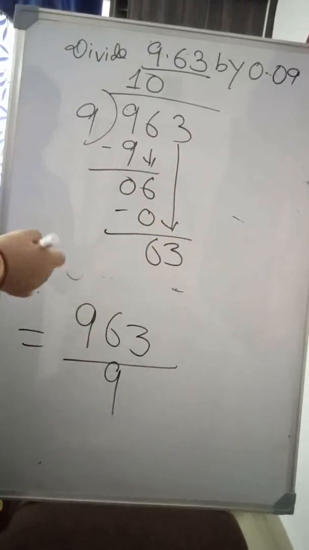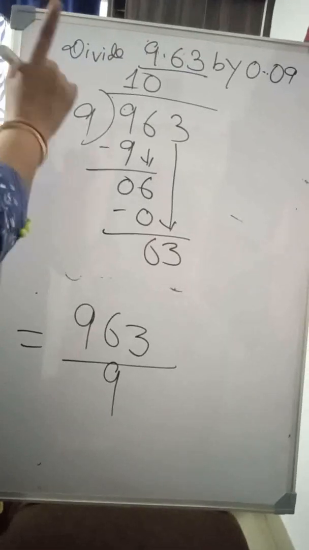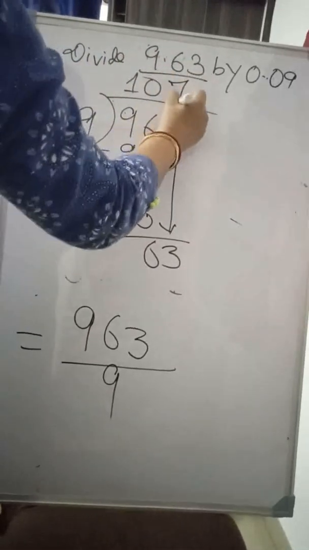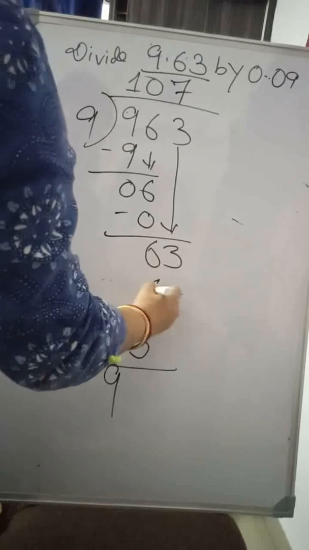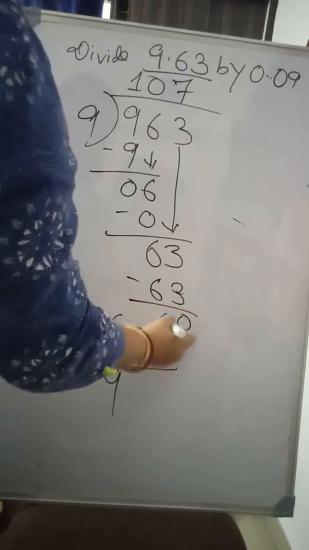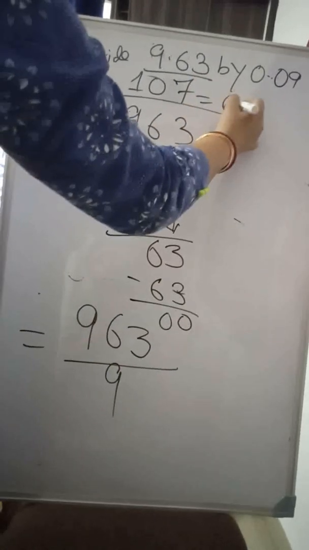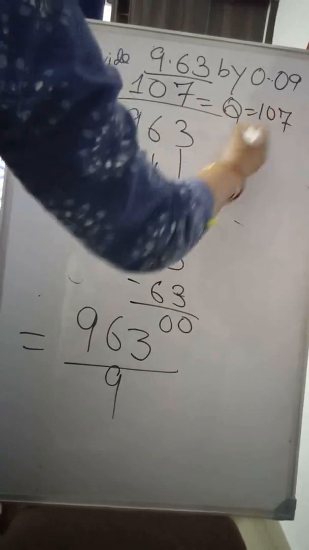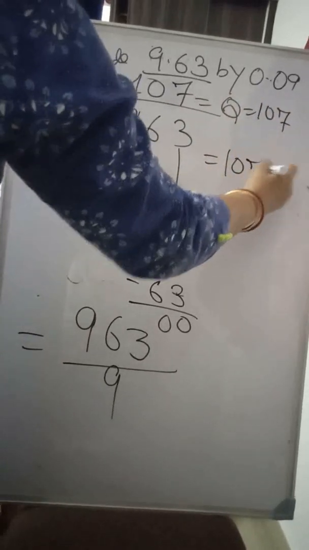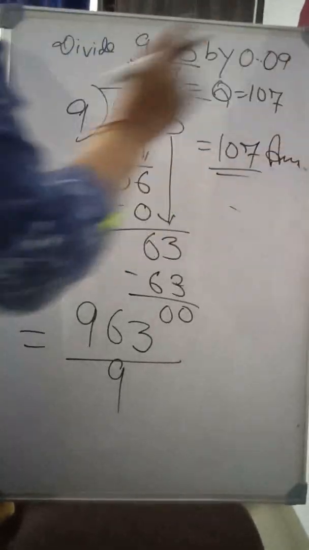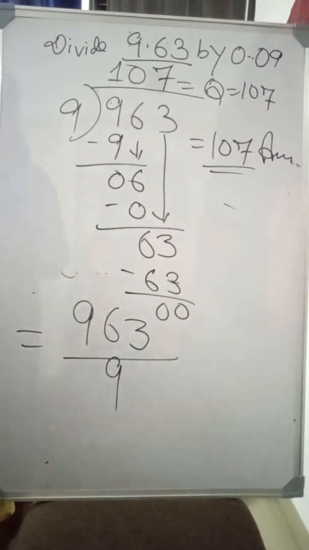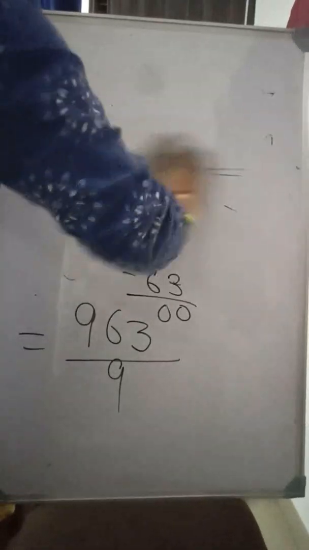Now it is 63. Now start the table of 9. 7 times 9 is 63. So 7 will be in the ones place. 63 minus 63 is 0. So what is the quotient? Quotient is 107. So the answer is 107. This is the answer. So children, whenever you are solving a division of a decimal number by a decimal number, firstly try to convert the divisor, that is the decimal number, into a whole number. Then after that we will do the division.